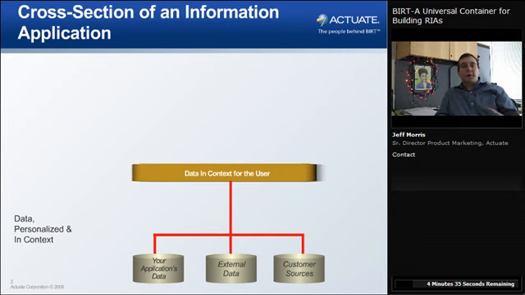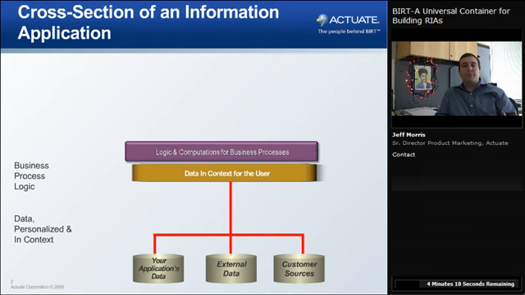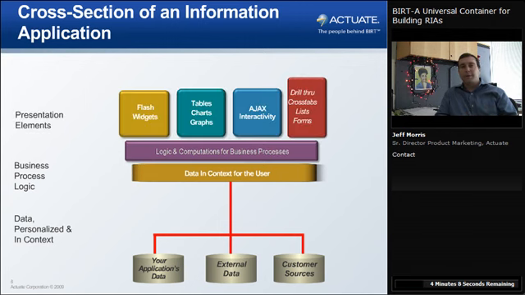In doing so, let's look at the BIRT application, the information application, at a cross-sectional view. And here we're going to find there's multiple layers to the application. Our first layer is the data. The data itself we're gathering from multiple data sources into multiple data sets within my application. The second layer is the business process logic layer. This is where I'm performing aggregations and computations on the information to make it meaningful and put it in the context of the user. My third layer is the presentation layer.